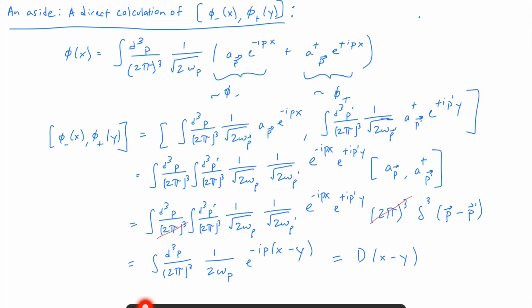This is the direct formula for the commutator. This also shows that the commutator, as we talked about, is really just not an operator. The commutator of these two things is just some numerical complex function.